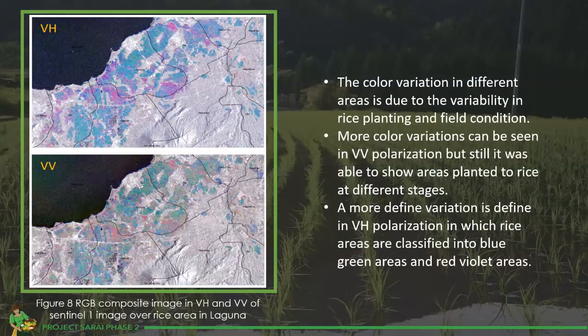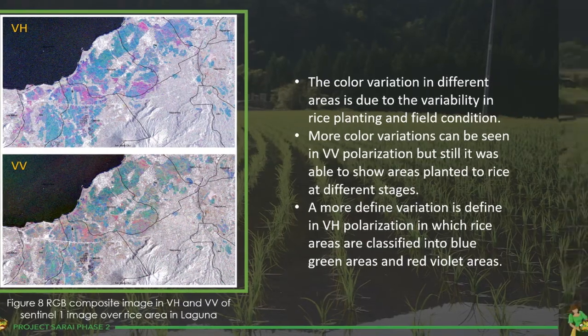Using different dates of acquisition, we can create a color composite of Sentinel-1 data. The color composite provides us a clear image of spatial variation of rice planting in Laguna. The color variation on the map shows that the rice crop is at different stages. The VH polarization performs better in determining spatial variation of rice planting in Laguna.